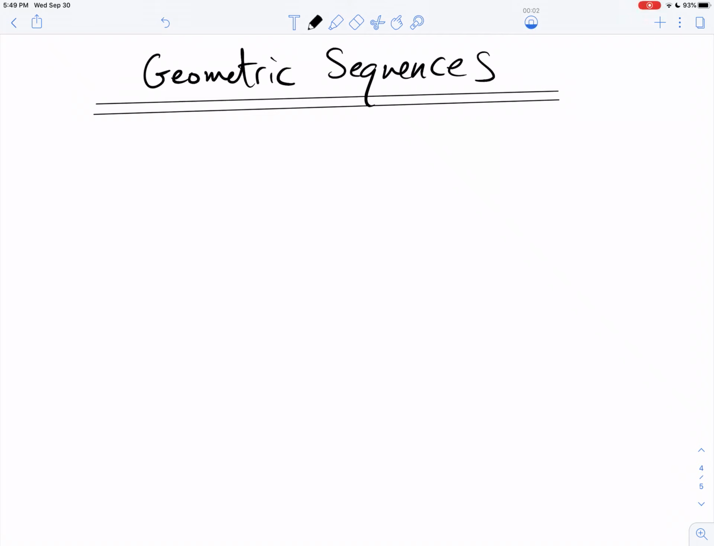Greetings, here we go. We're going to talk about something called geometric sequences. Geometric sequences are very similar to arithmetic ones as far as there's a starting value. What would we call that? A1. And then, of course, you're going to see that there is a definite pattern to these.